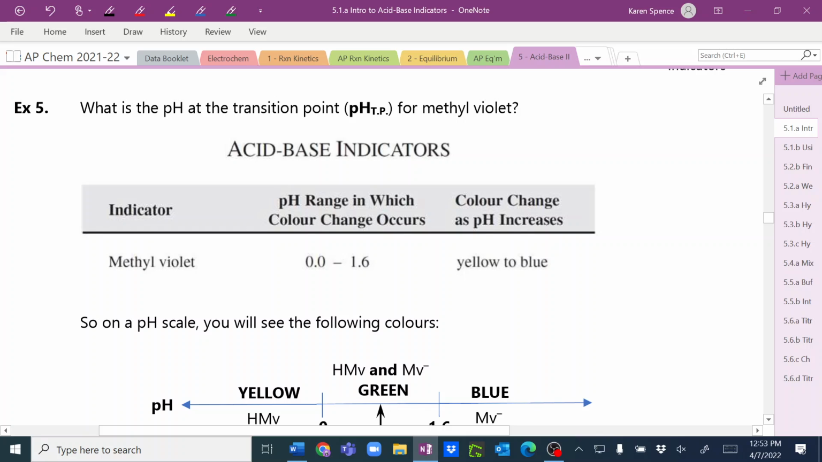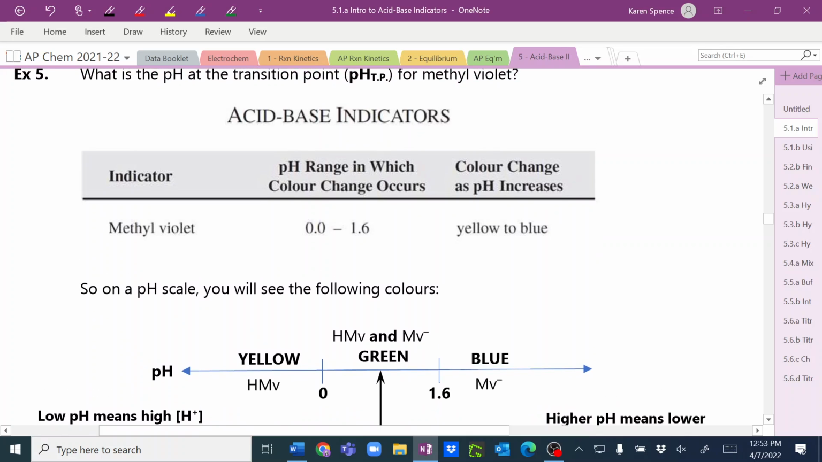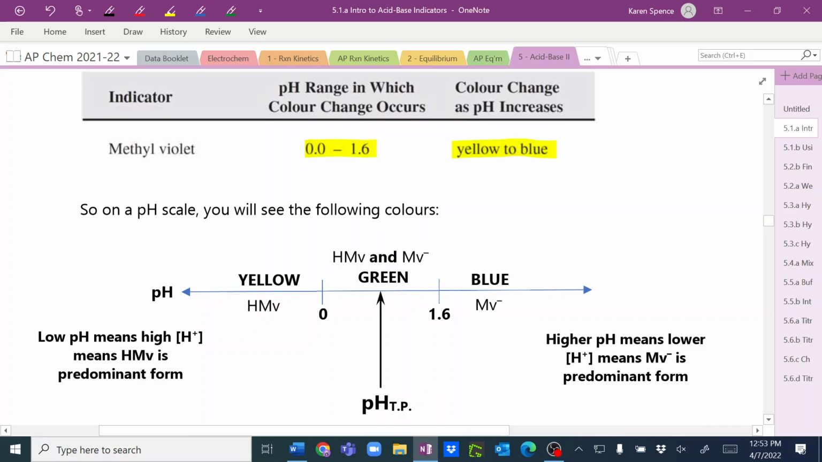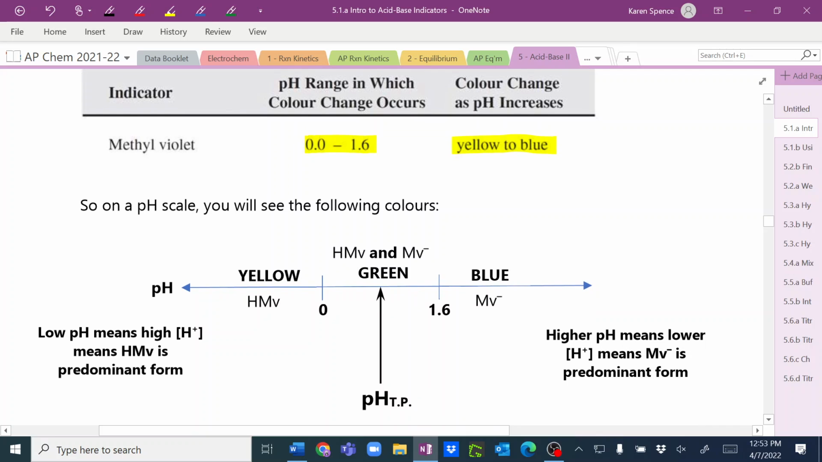All right, so here we go. What is the pH at the transition point for methyl violet? So if you look on there, methyl violet will be listed. It changes color when the pH goes from 0.0 to 1.6. And it changes from yellow to blue. So if we look on a pH scale, when we are below pH 0, it's going to be yellow.